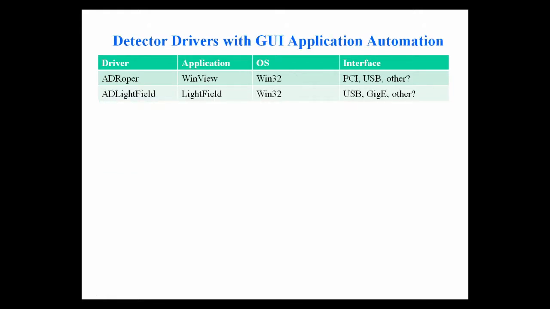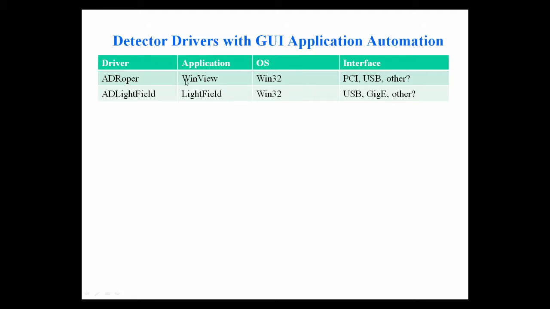And then finally, there are drivers that don't do either a socket or a C++ library, but rather the vendor gives you an application with a graphical user interface and some way to automate that application. And the two examples that are supported in AreaDetector are both from Princeton Instruments. The older one, which is called AD Roper in AreaDetector, uses their WinView application. These both only run on Windows. This one is only 32 bits. This one is only 64 bits.